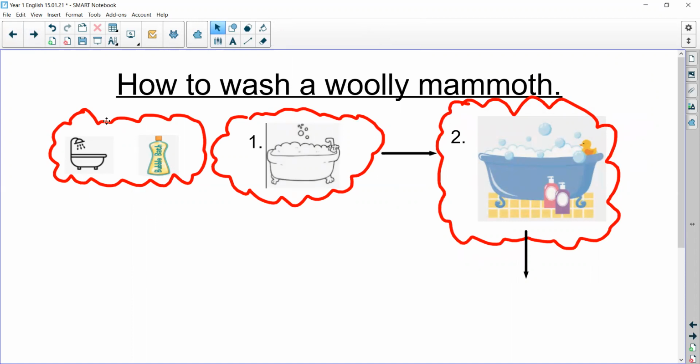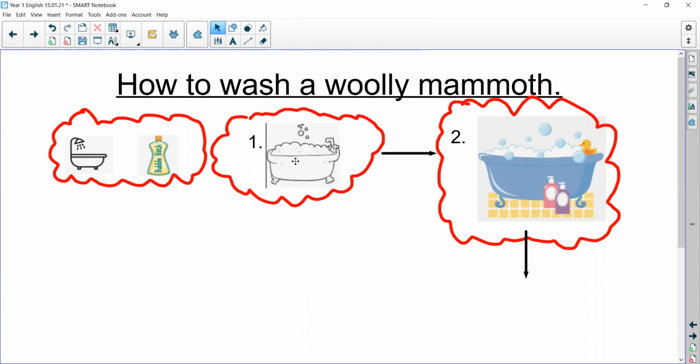You can't try to wash a huge, great, big, smelly, woolly mammoth and then have to try and run about and get all of the equipment as well. Oh, that just won't do. So you have to let the reader know what equipment they will need. And then we started by mapping each of the steps to our instruction.